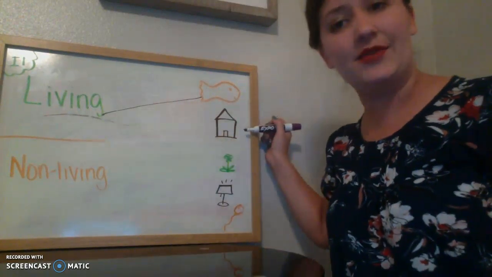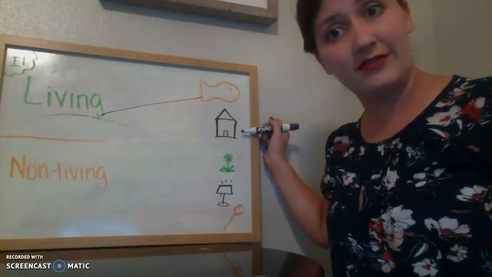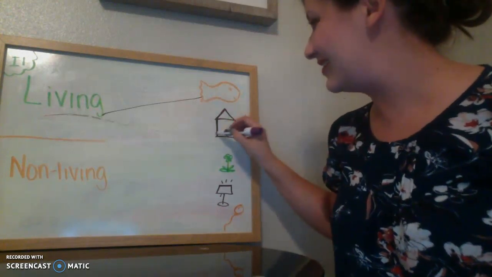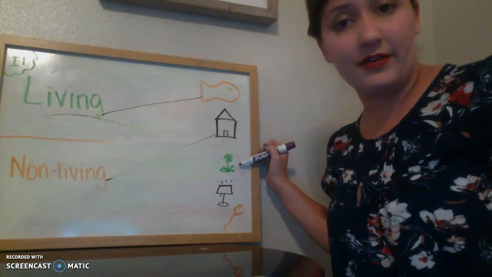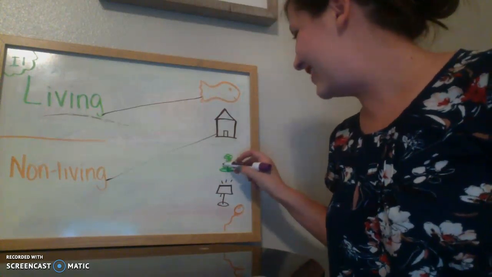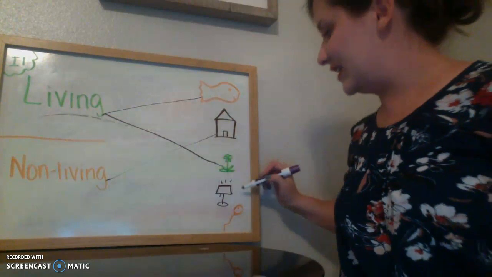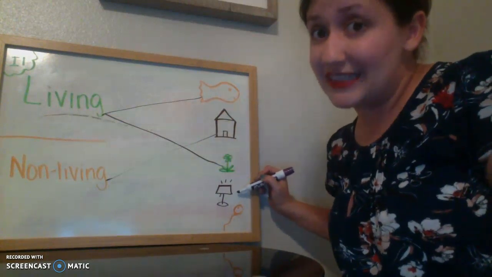The next one is a house. Living or non-living? Way to go, non-living. Ooh, the next one is a plant, a flower. You got it, living.